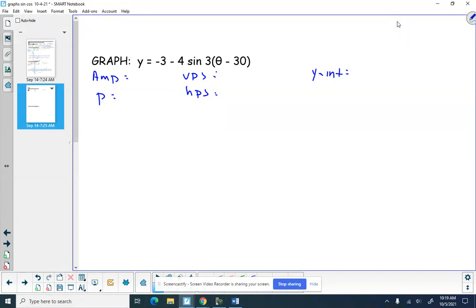Okay, by inspection, look at your equation. Nope, absolute value of your A value. Your amplitude is always the absolute value of your A value.